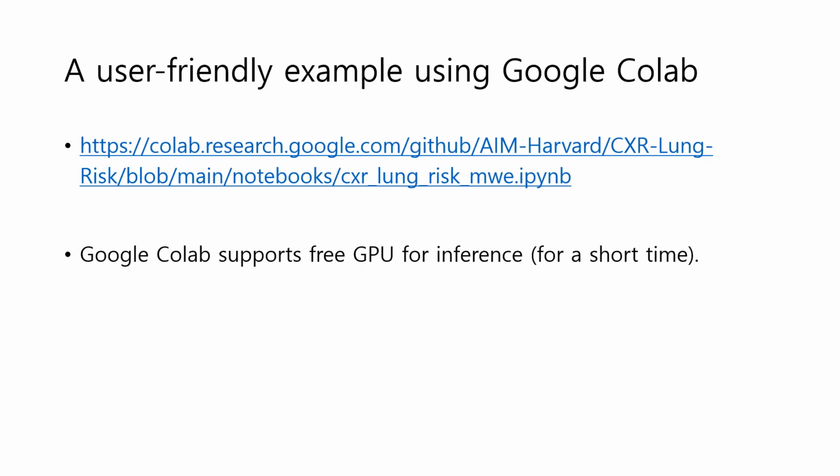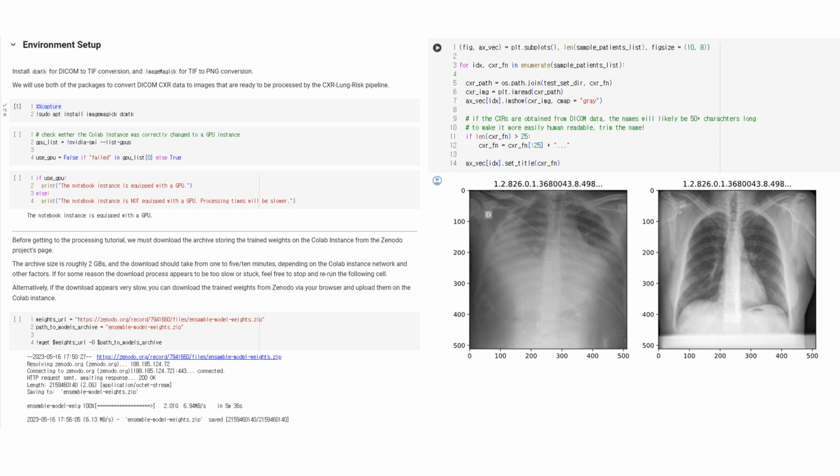Here's an example of a user-friendly open source deep learning model. Google Colab offers free GPU support for inference, although this is available for limited durations. In this open source model designed for chest radiograph-based prognostication, the authors have included comprehensive codes covering environment setup, data preparation, which encompasses pre-processing with sample images, and model inference. Even users with minimal coding skills can follow these codes to generate model outputs using their own chest radiographs.